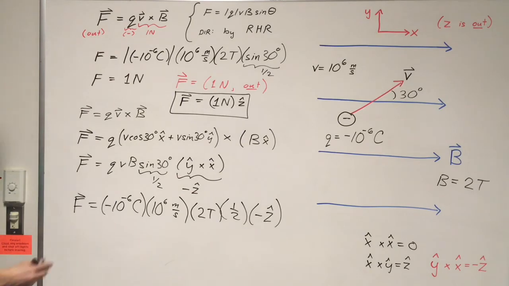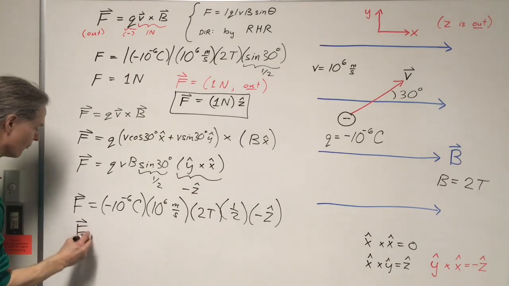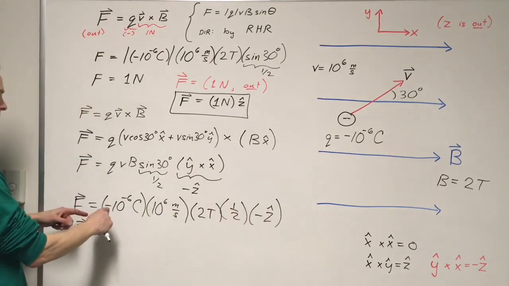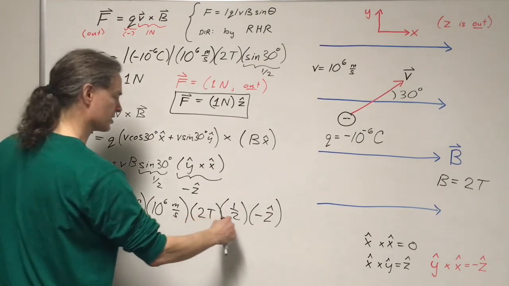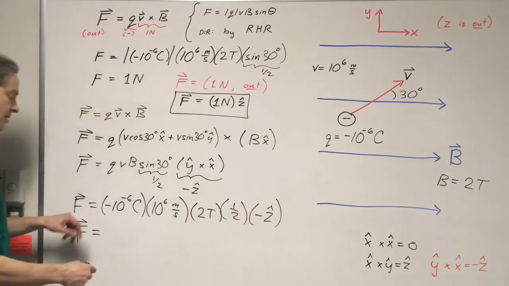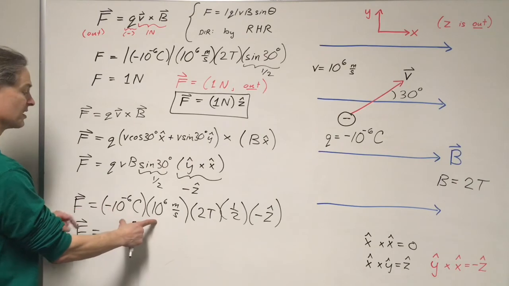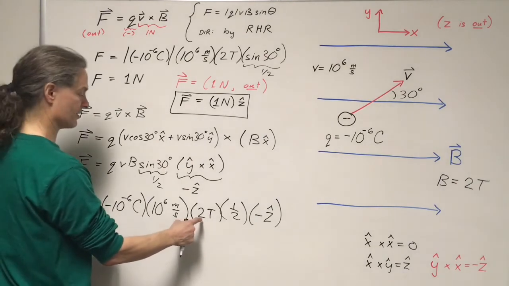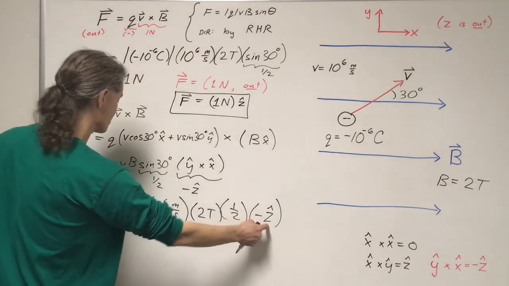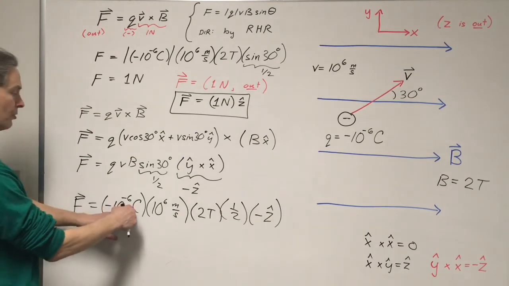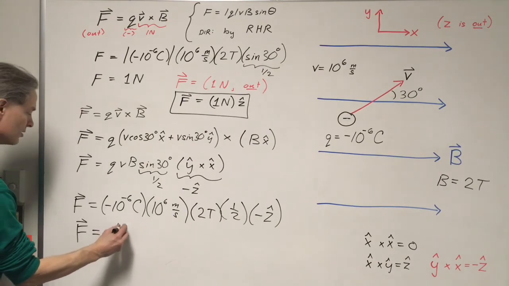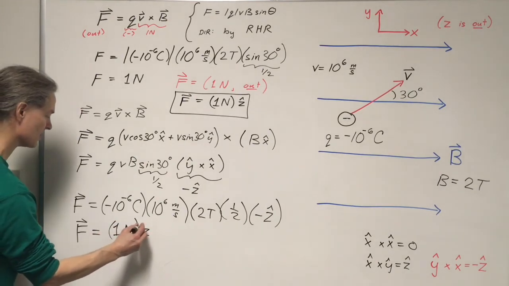All right, so we can finish working this out. The force vector will be, well, let's work out the sign. So I got a minus sign here, and everything else is positive except this other multiplicative minus sign here. Minus times minus gives me plus. All right, I've got 10 to the minus 6 and 10 to the 6th. That gives me 1. I've got 2 times 1/2. That also gives me 1. I've got the z hat direction, and then let's look at the units. A coulomb, meters per second, Tesla, that's a Newton. So basically I've got 1 Newton times z hat.